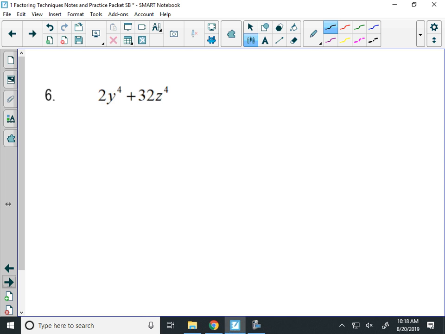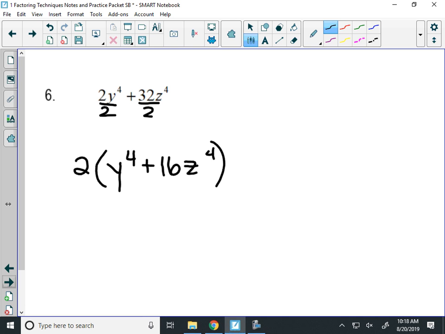They have a GCF. I can't do difference of squares when they're not perfect squares. I factor out a 2, and I'll have y to the fourth plus 16 z to the fourth. Those are both perfect squares in the parentheses. Can I factor it? Nope, I can't. Why not? There's a plus sign, and we're doing difference of squares. That would be sum of squares. That's impossible. That doesn't work. So that's actually your final answer right here.